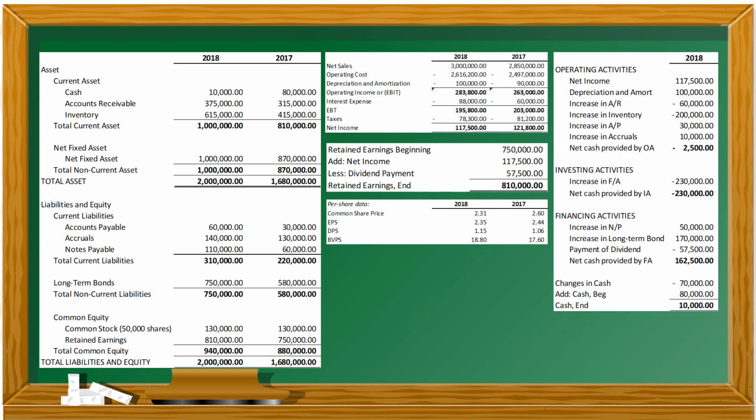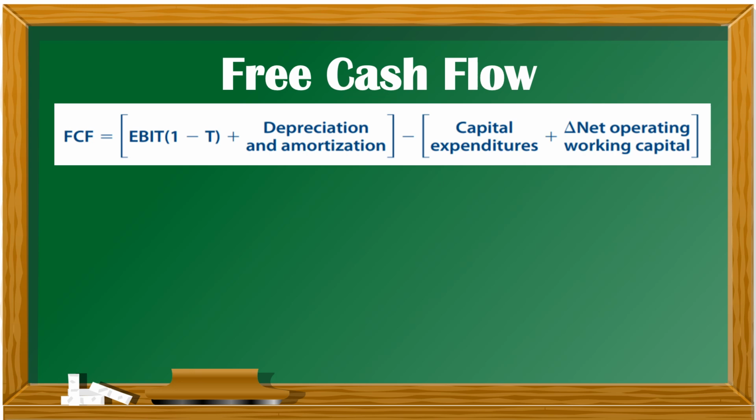Now here is an example of the financial statement of Allied Corp that we will be using in computing for the free cash flow. Okay, so we will try to solve for the free cash flow of Allied Corp.